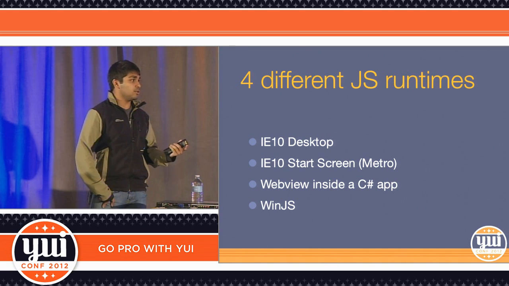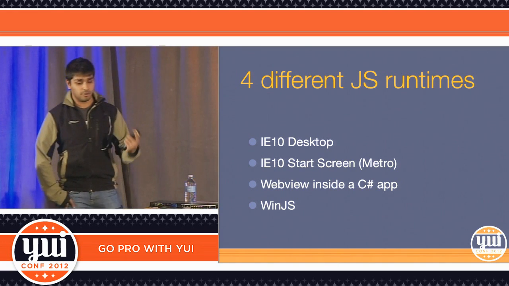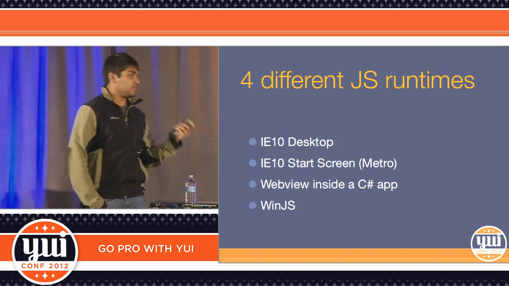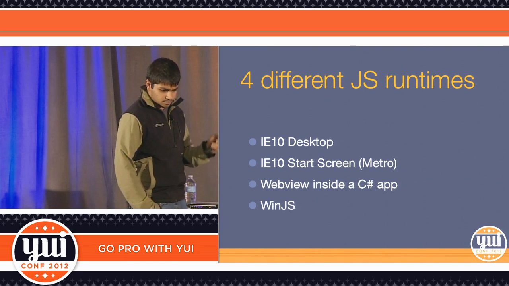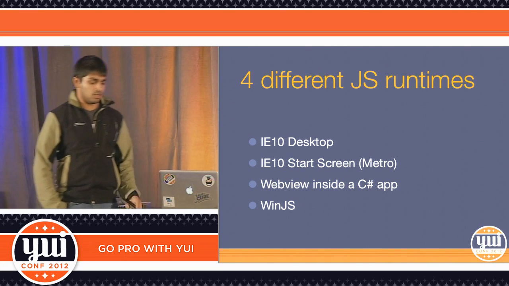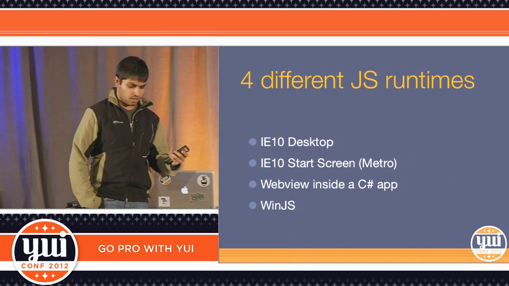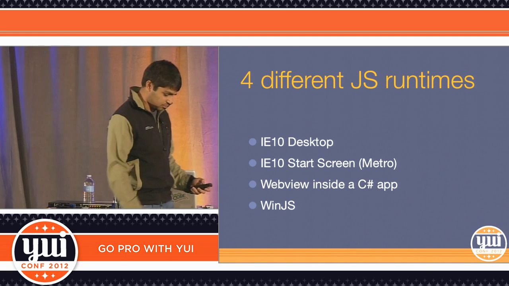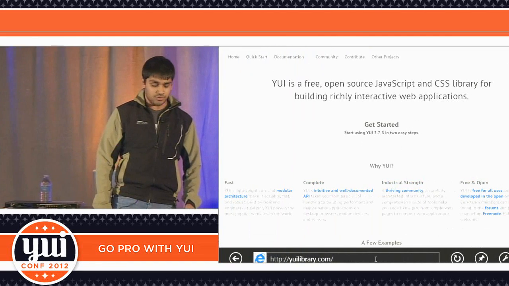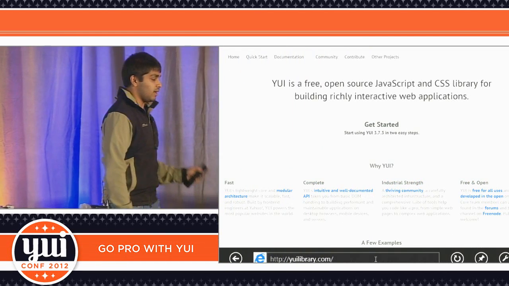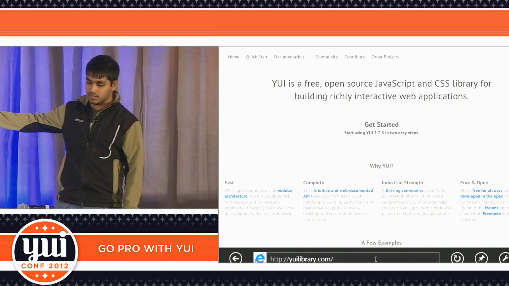So in Windows 8, you can make apps either using C# or using web languages. If you make a C# app, you can open up a web view. And finally, there's this WinJS environment, which executes JavaScript using the Chakra IE10 JavaScript engine. I'll skip IE10 Desktop because I think we're all pretty familiar with that. But this is what I mean when I say IE10 Metro mode.